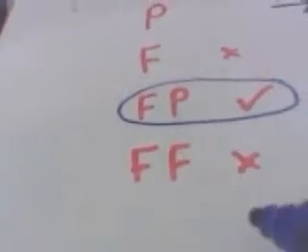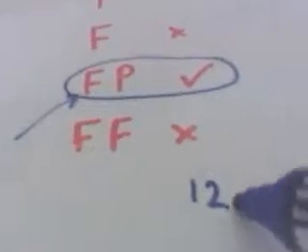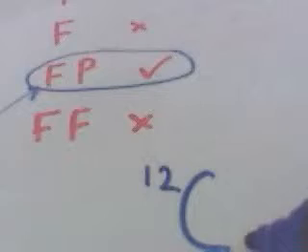So the fail that we're looking at here is only one of them cracked. So one of them cracked would be 12 choose 1, so that's one of them cracked, 11 of them okay.